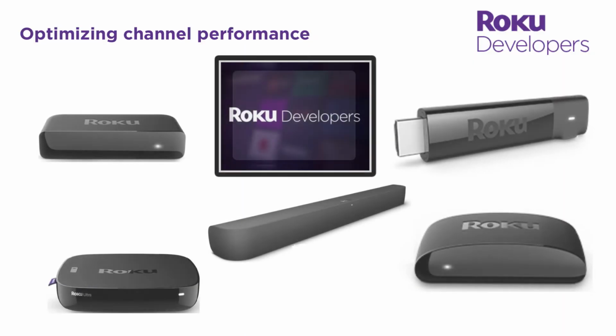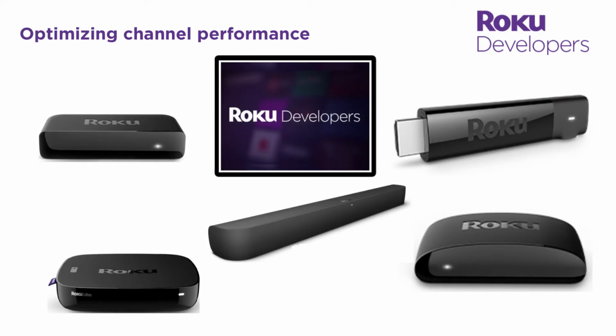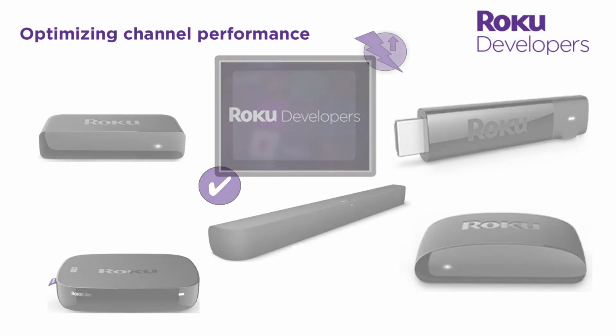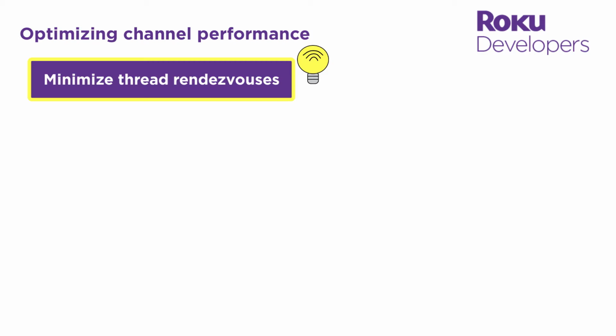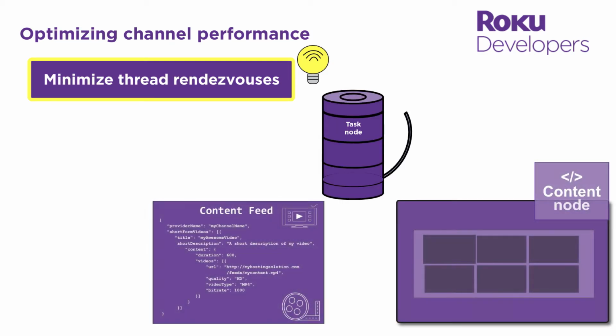Designing your channel with all device types is critical, as is making sure that it runs well. Creating a responsive, high-performance channel requires a few optimization techniques. One major technique is to minimize thread rendezvous. This is when data is passed from the task node thread to the render thread.